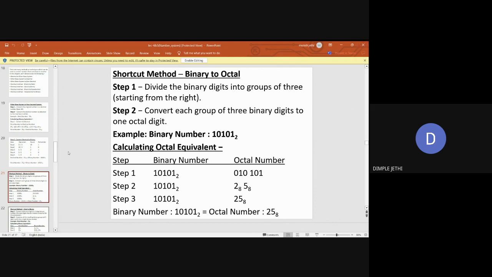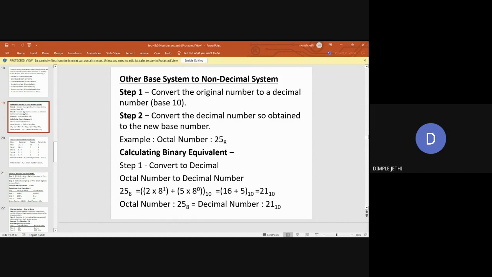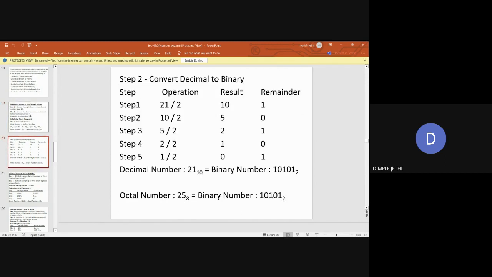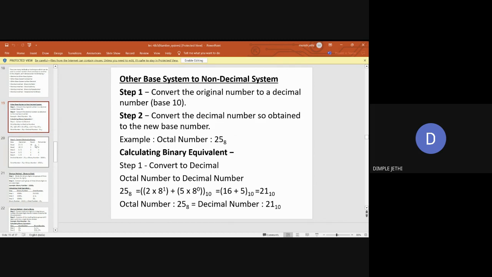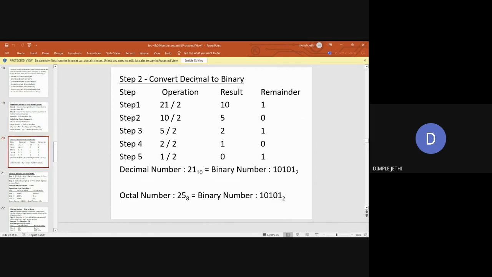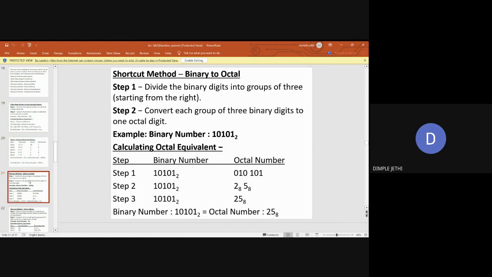What is the shortcut? As I said, from binary to octal there are two methods. One is first convert from binary to decimal, that we did yesterday, and then from decimal to octal. So here you will have to do this conversion twice. And there is one shortcut also for binary to octal.